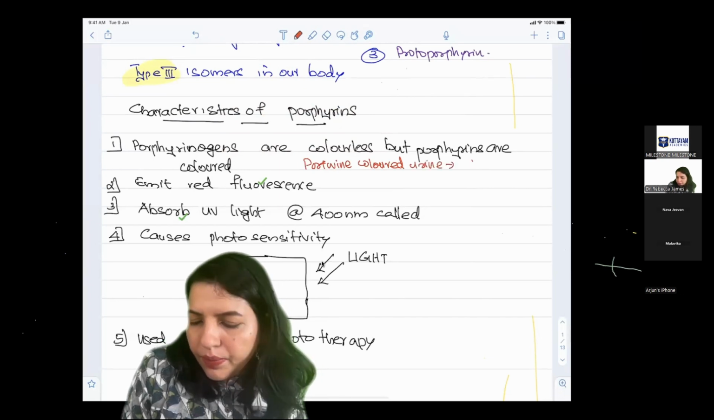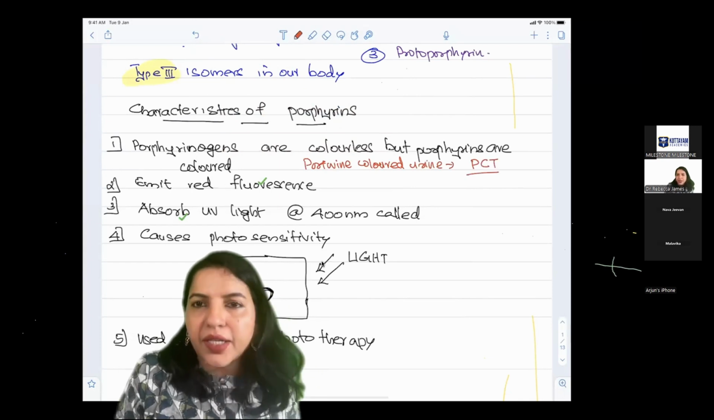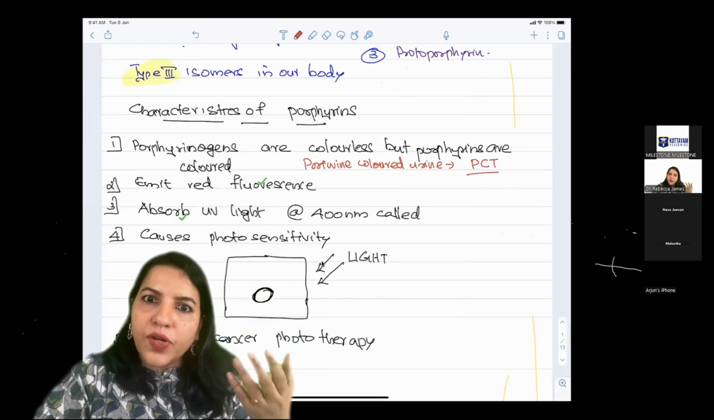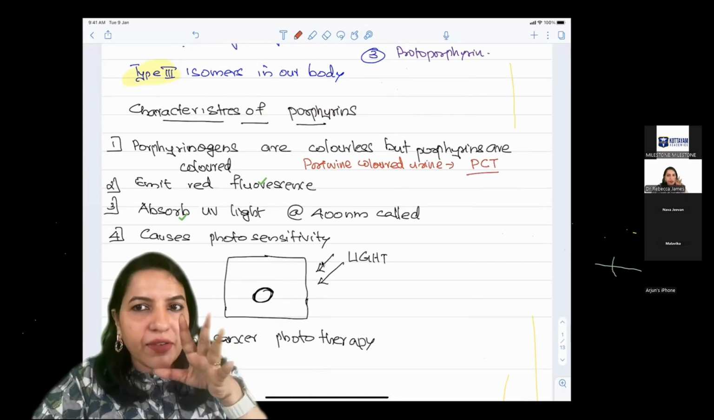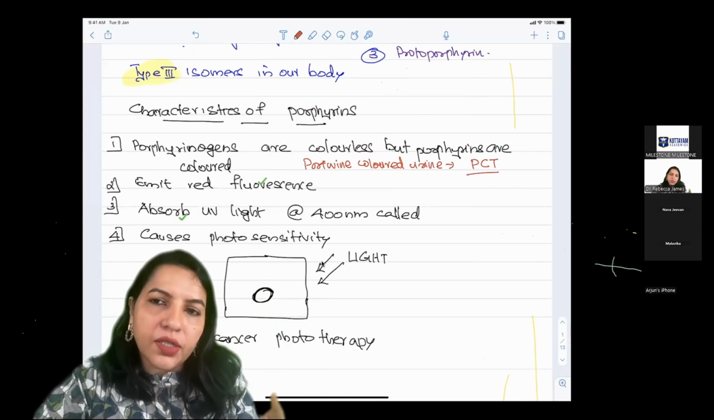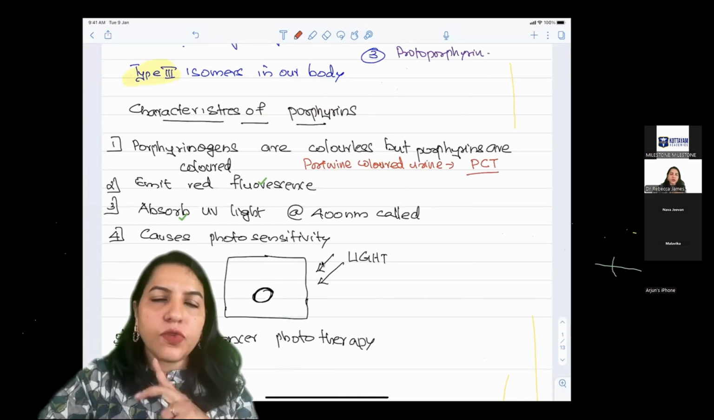in porphyria. We'll write the short form, porphyria cutanea tarda. So this is one example. So which means that if we have colored urine, if we say patient with colored urine, that is one indication that there is a chance for porphyria. Number one.